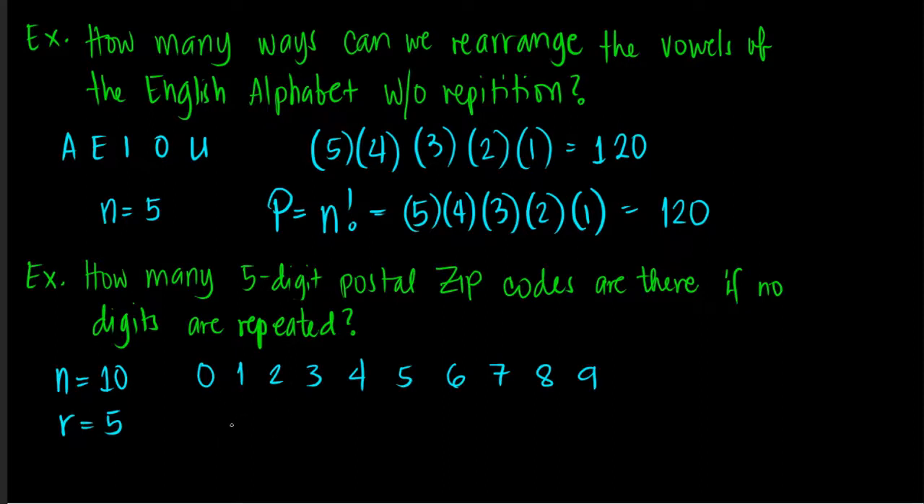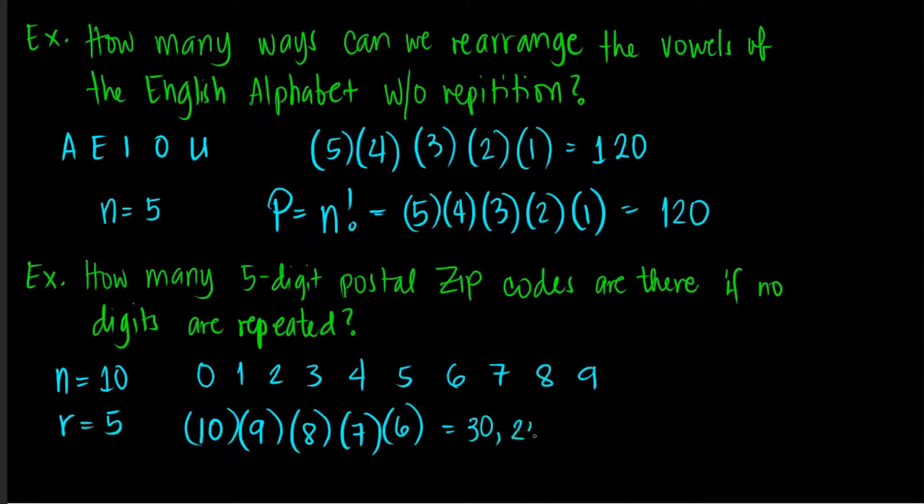We will follow the counting principles. At first, we have 10 available. Out of that, we are left with 9, then 8, then 7, then 6. That's 5 positions already. That's 10 times 9 times 8 times 7 times 6. You have 30,240 ways to make a 5-digit postal zip code.